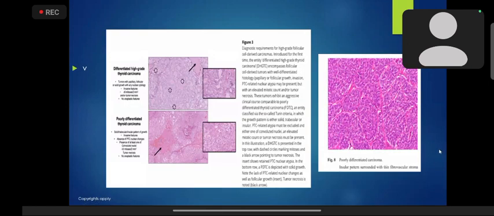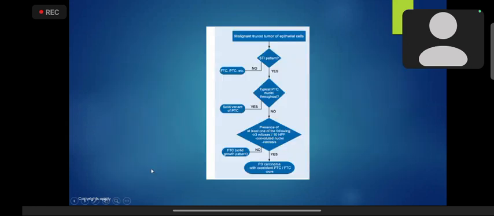So this is a picture of the insular pattern of poorly differentiated thyroid cancer with fibrovascular stroma, and in the pathological picture this arrow is showing necrosis. Malignant thyroid tumor of epithelial cell.